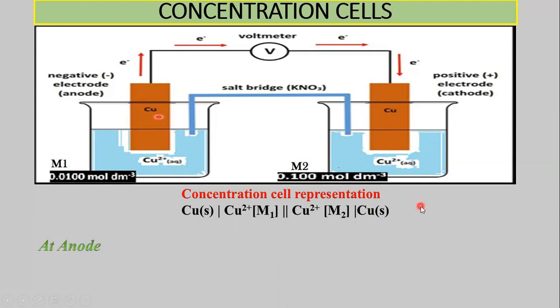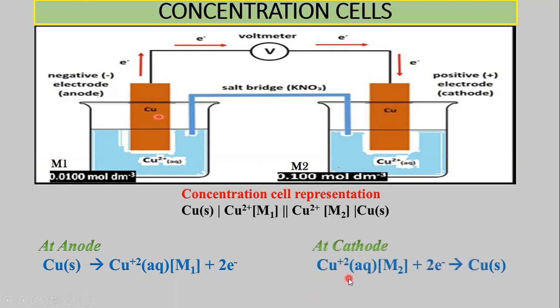Let's see the half cell reactions. At the anode, oxidation reaction takes place to form Cu2+ and 2 electrons. Again, concentration has to be mentioned. This is for the example of copper. Cathode reaction: Cu2+ ions having M2 concentration will gain the electrons to form Cu. Here, there is no net cell reaction. At one electrode, copper atoms go into the solution, and at the other, an equal number of copper atoms are deposited.